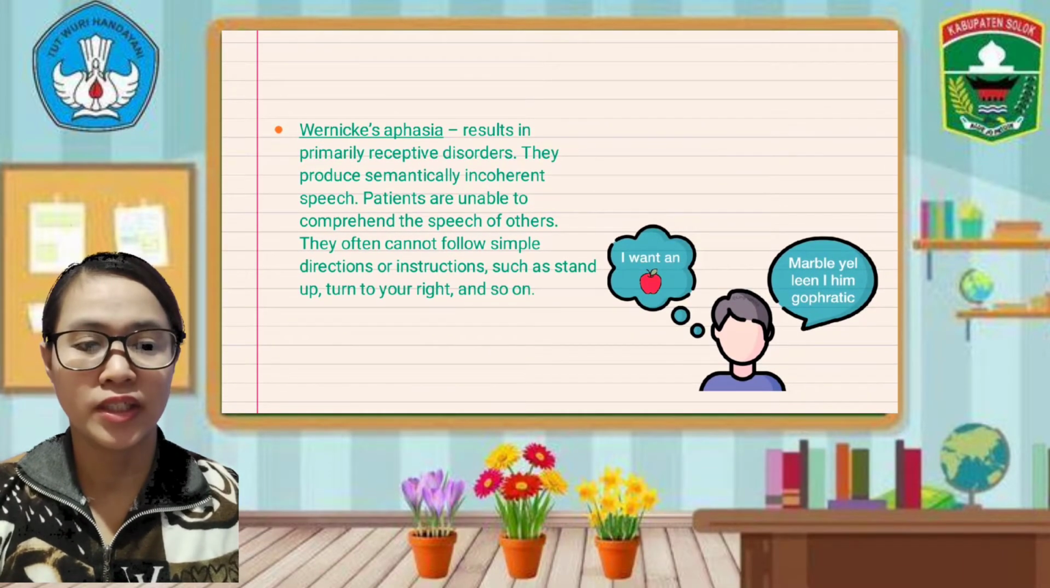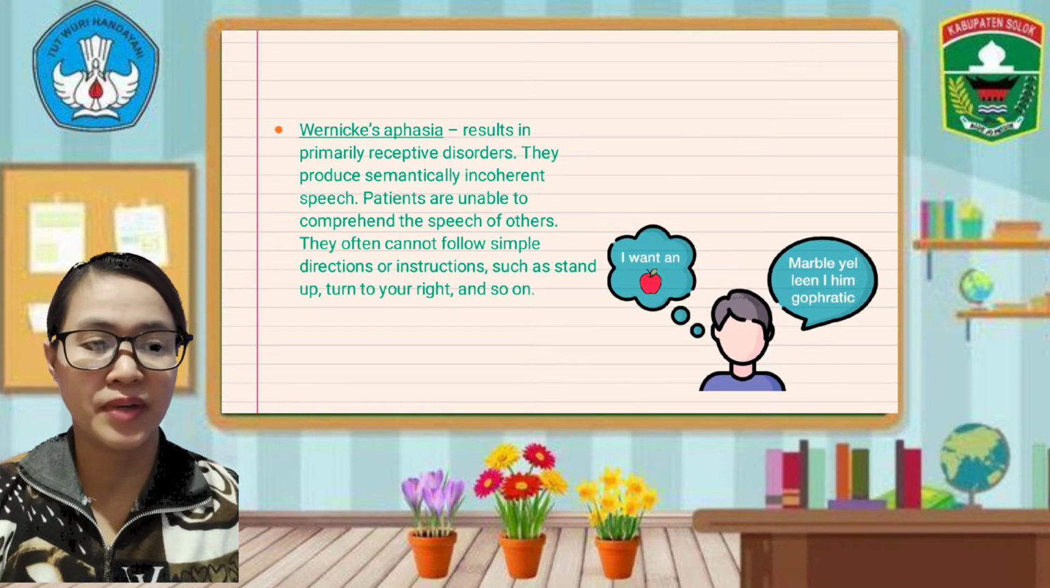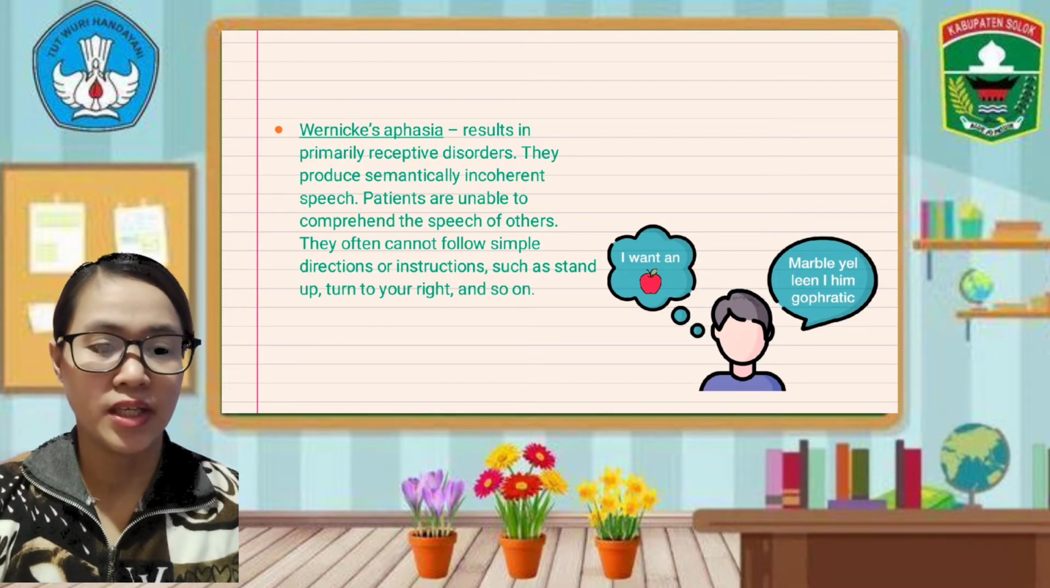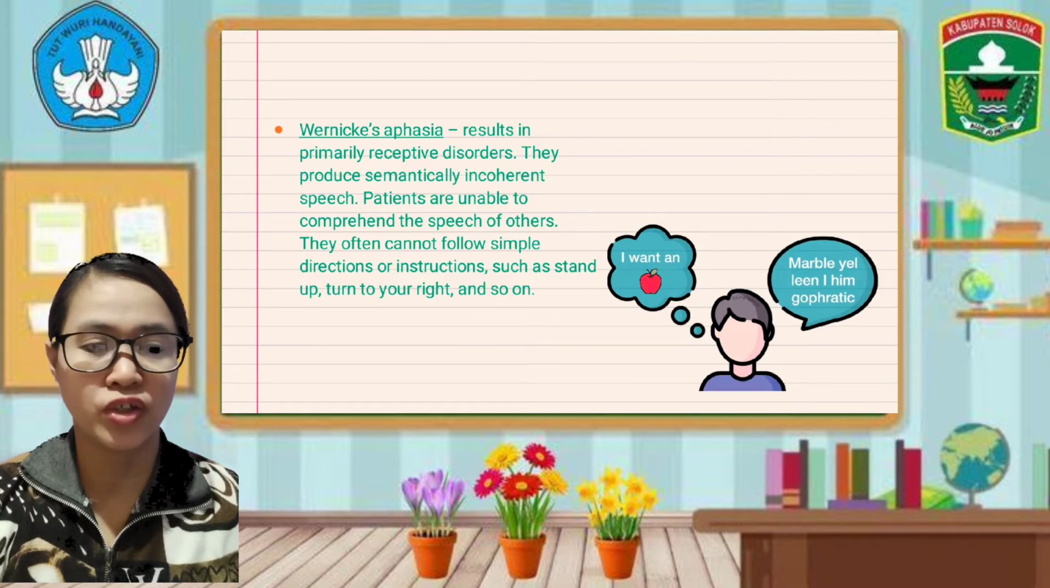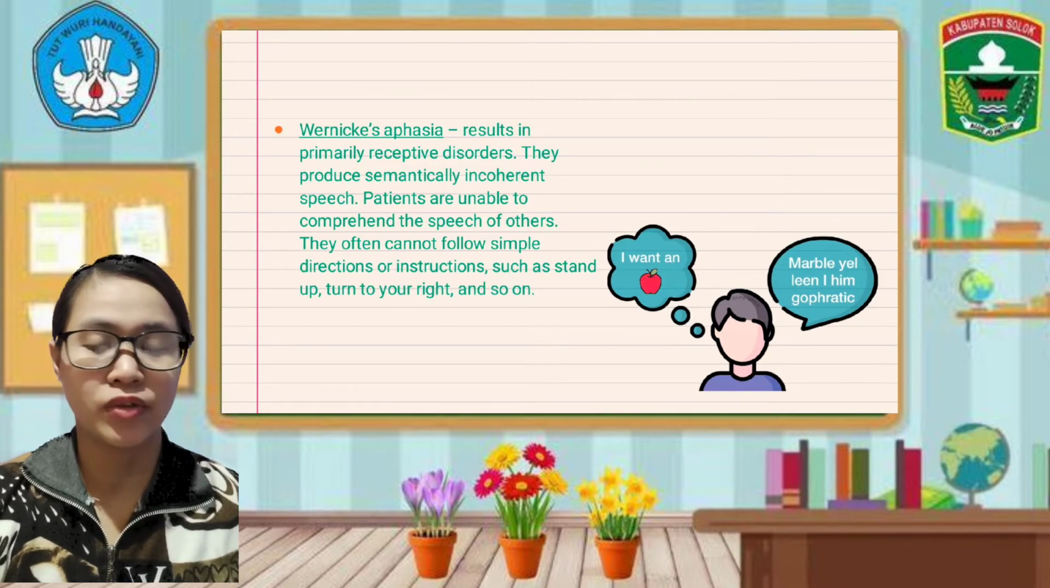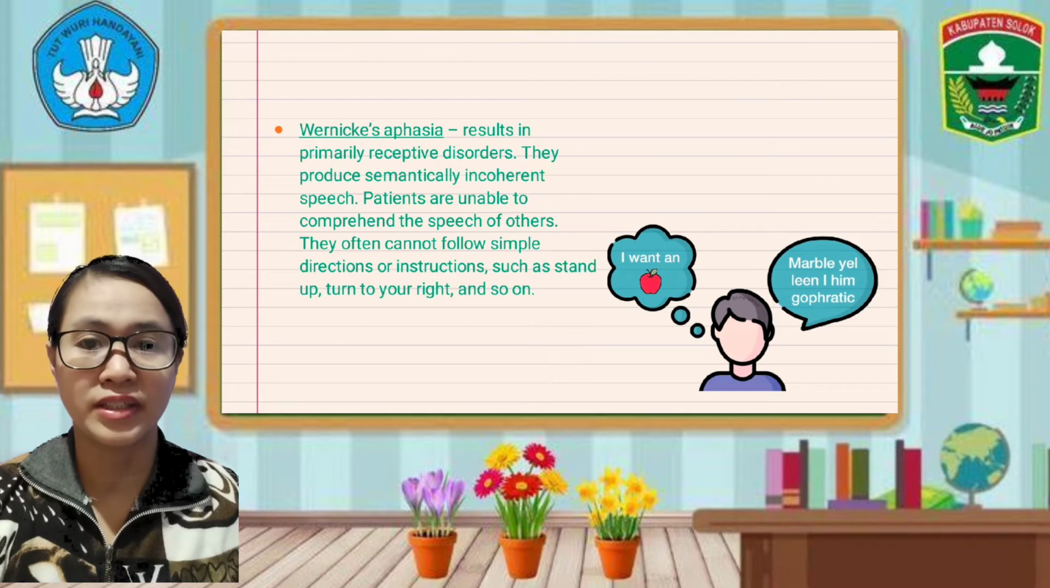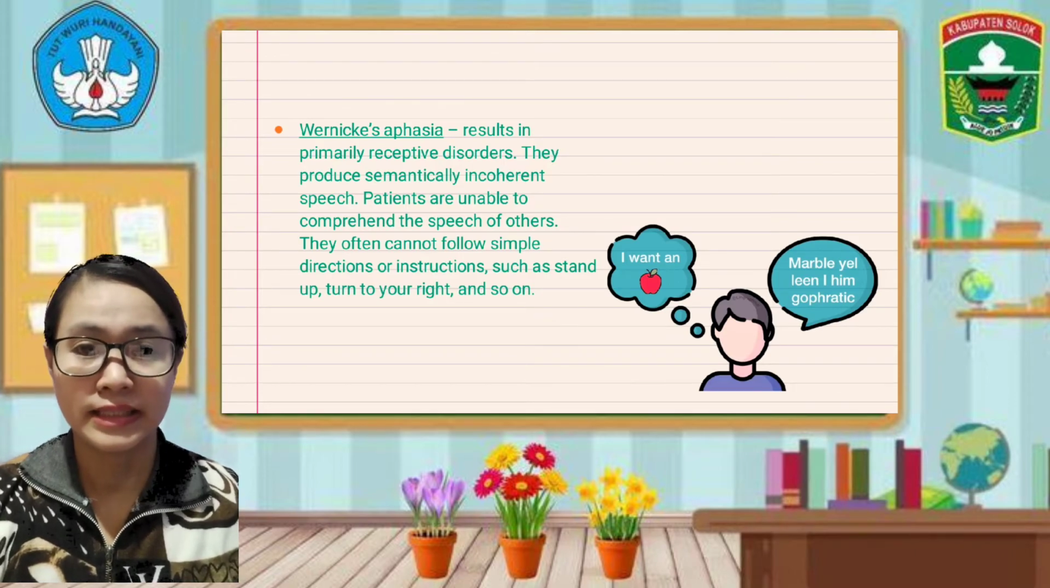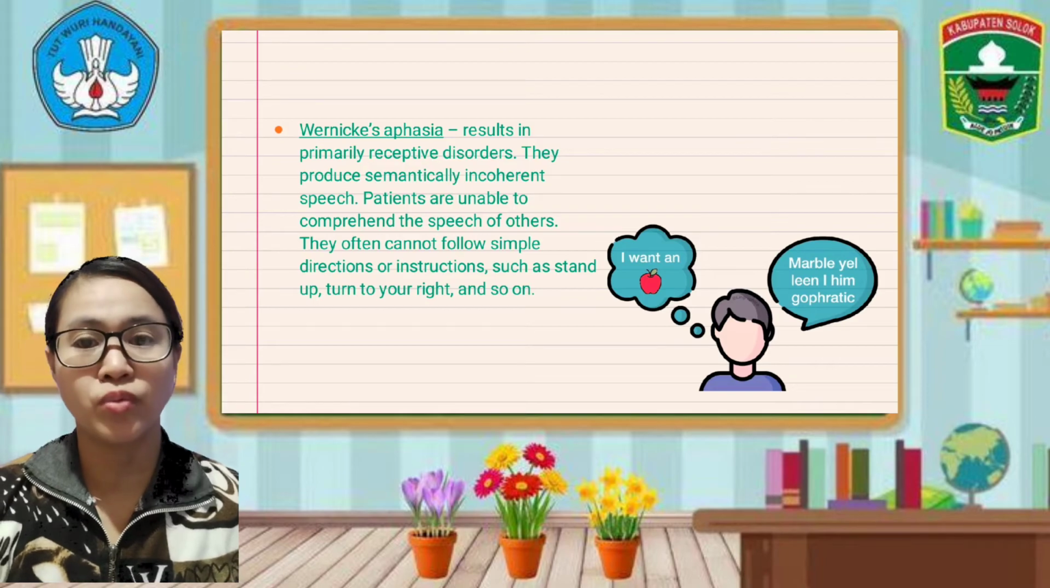While Broca's aphasia results in primarily expressive difficulties, Wernicke's aphasia results in primarily receptive disorders. Even though a patient with Wernicke's aphasia does not find it hard to speak, there is a tendency for the aphasiacs to produce semantically incoherent speech. Patients with Wernicke's aphasia are unable to comprehend the speech of others. They often cannot follow simple directions or instructions such as stand up, turn to your right, and so on.